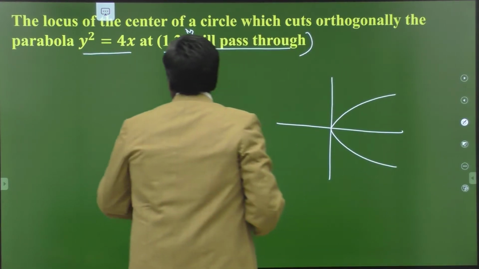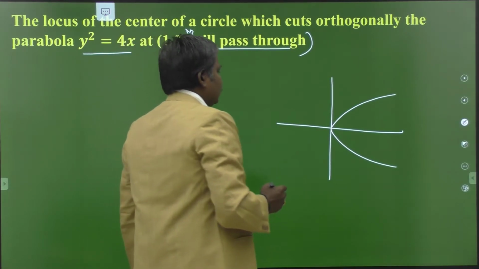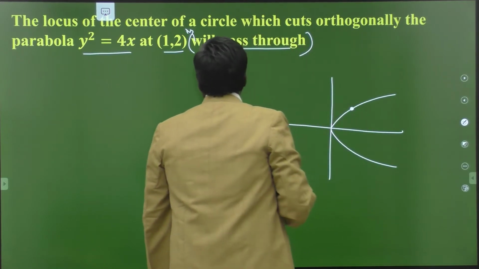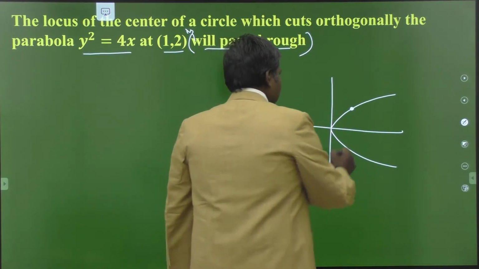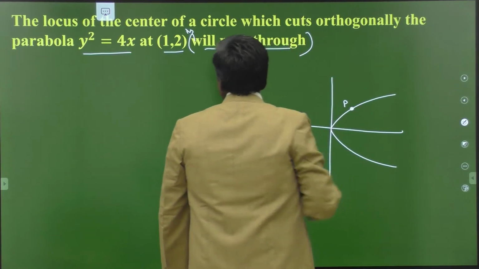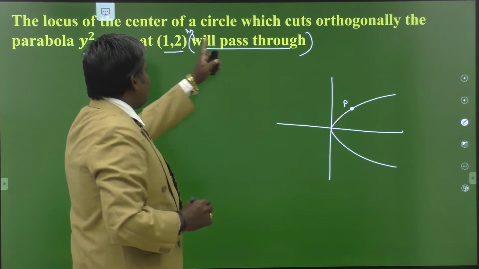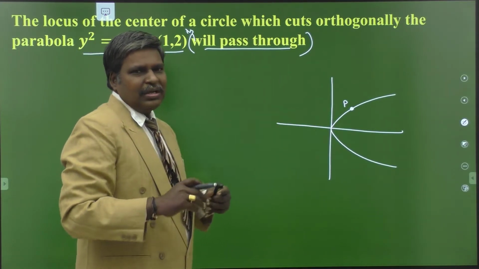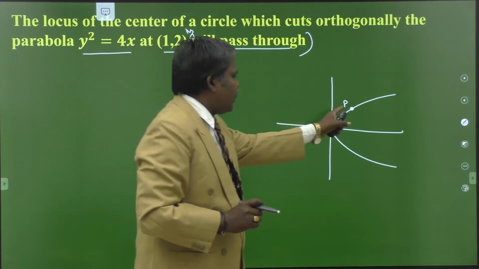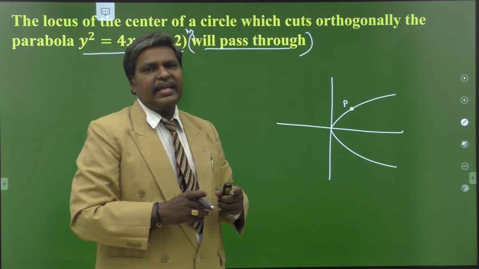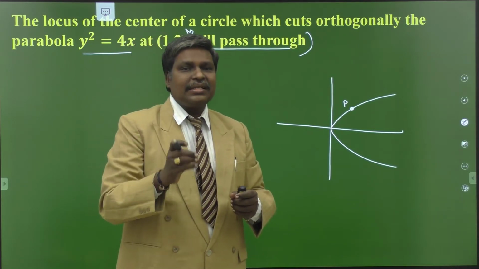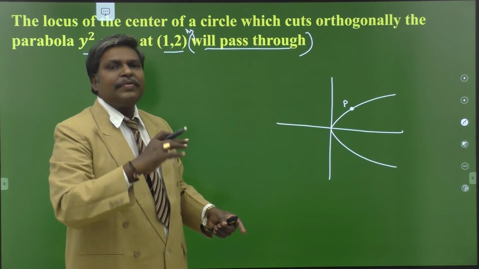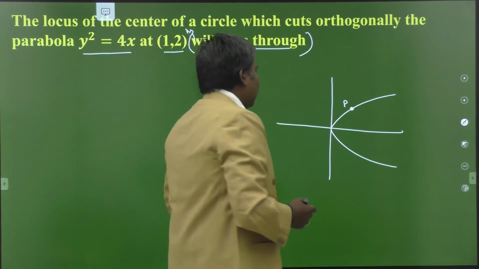This is my parabola. What is 1 comma 2? 1 comma 2 is a point on the parabola. I think this is one end of the latus rectum, a comma 2a. So this is my point P. Say, locus of center of circle which cuts orthogonally this parabola at that point 1 comma 2. Cuts orthogonally means what? At this point both the curves intersect at an angle of 90 degrees. That means if you draw tangents at those points of intersection of the curves, the angle between the tangents is 90 degrees. Am I correct or not?